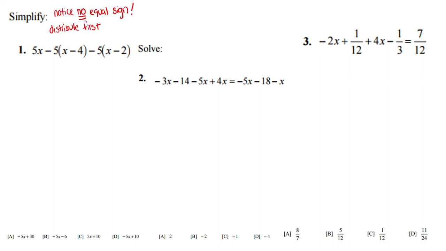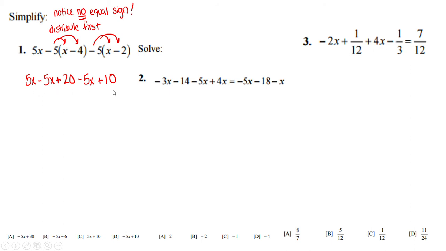So the first question, we have parentheses. So we're going to need to distribute the -5 that's in front of this parentheses. If we distribute the -5 times the x, remember there's a 1 in front of that x, so -5 times 1x is -5x. And then -5 times -4 is positive 20. Remember to drop down your 5x that's in the beginning. Now your second set of parentheses, we have -5 times x and -5 times -2. If you multiply those together, you're going to get -5x and positive 10.